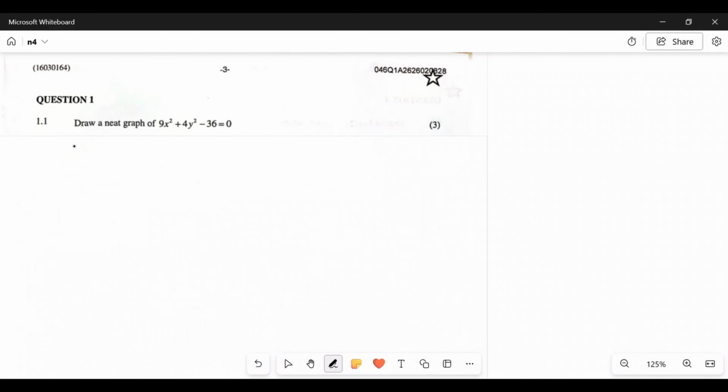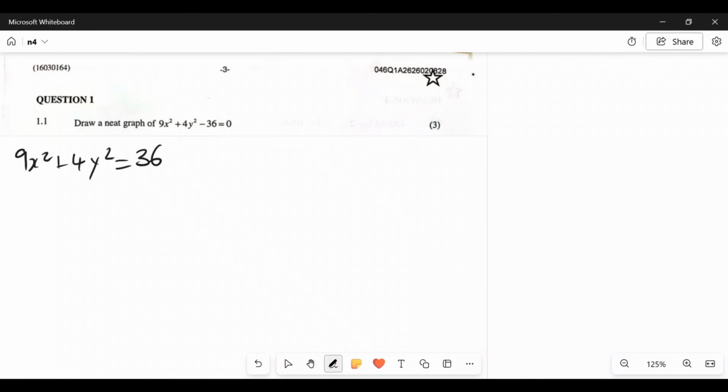All right, let's look at our question 1.1. They want us to draw a net graph of 9x squared plus 4y squared minus 36 equals 0. When you look at this, we need to simplify it first so that we can see what type of graph this is. So we have to transpose 36 to the right-hand side. So we have 9x squared plus 4y squared. If we transpose this negative 36 from the left-hand side to the right-hand side, we're going to have positive 36 there. Now, when I look at this, I start to see that this is an ellipse.